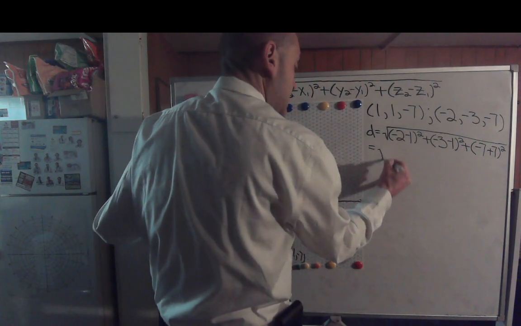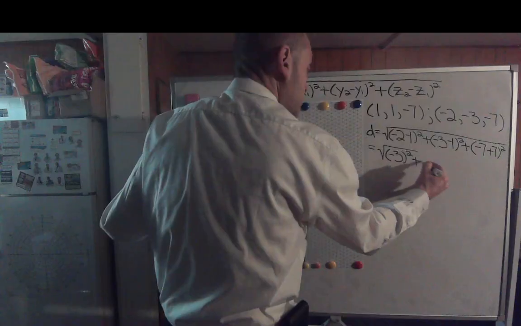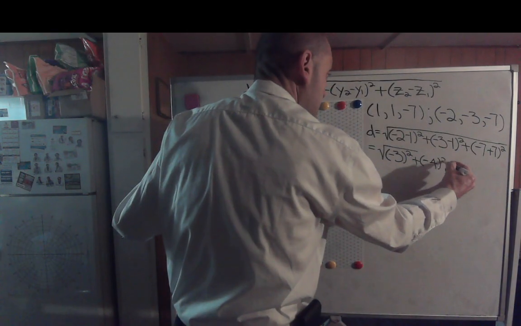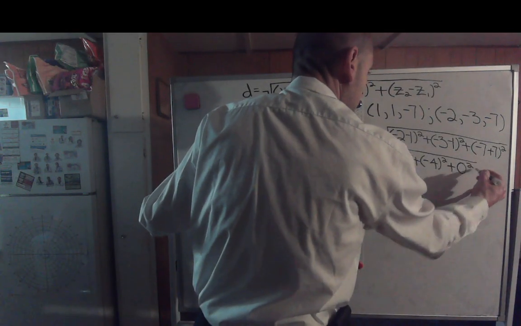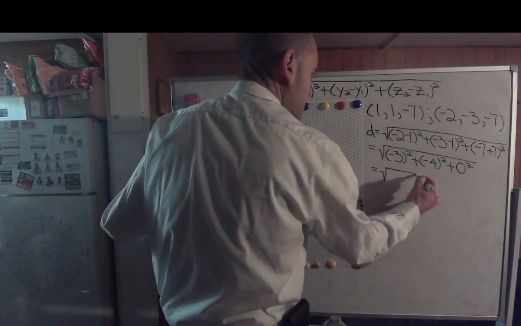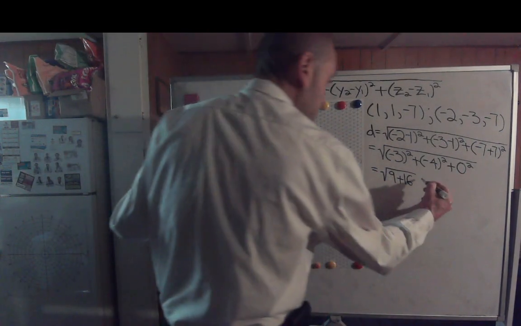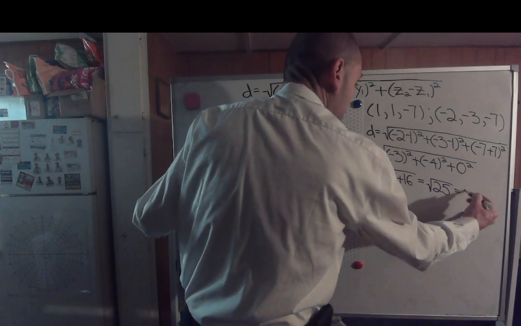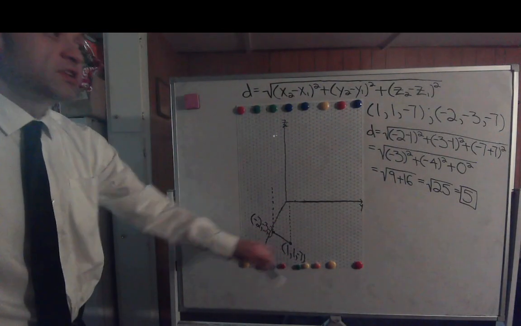So let's simplify this. Negative 2 minus 1 would turn into negative 3 squared, plus negative 3 minus 1, that's going to turn into negative 4 squared. Now negative 7 plus 7 would turn into 0 squared. So this would just turn into the square root of 9 plus 16, because 0 squared is 0. Well, the square root of 25 we know to be exactly 5. So the distance between these two ordered triples would be 5 units. So this would have a length of 5.